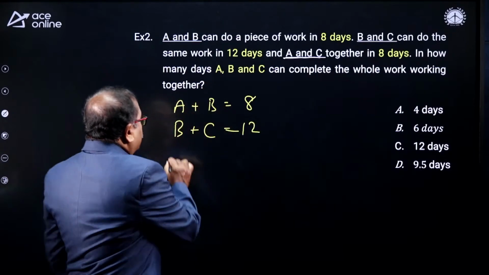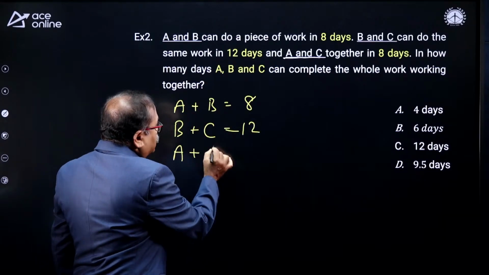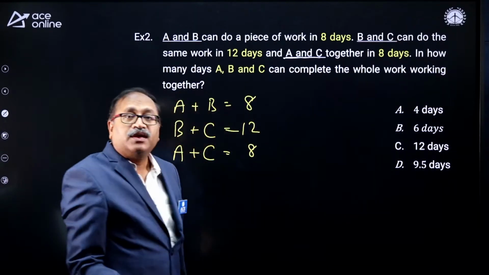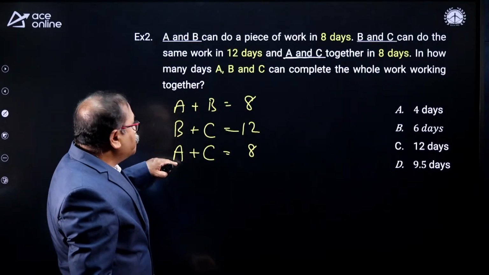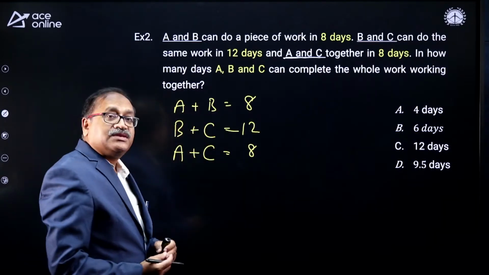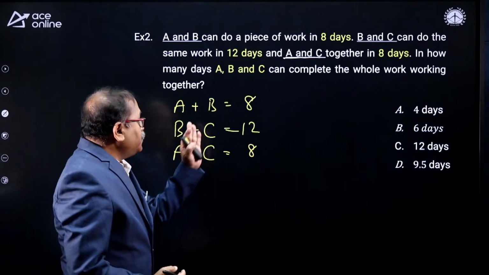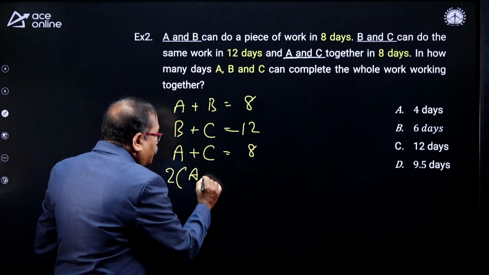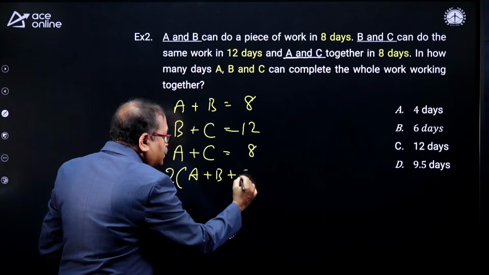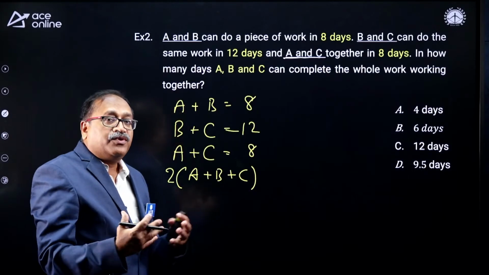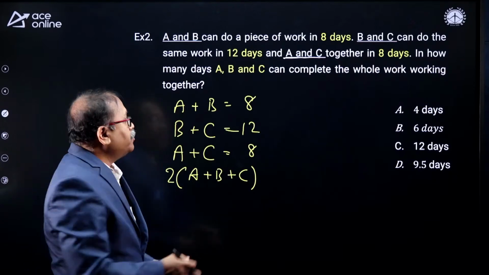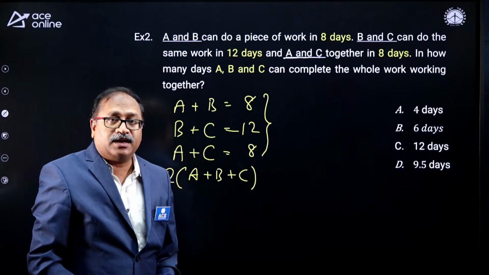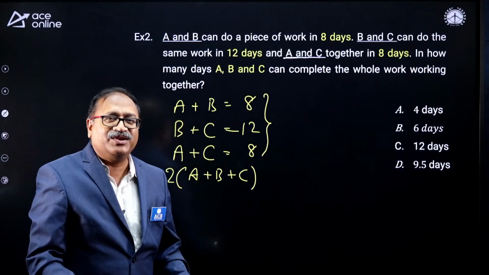And A and C. So let's take this as A and C. They together complete the work in how many days? 8 days. So did you notice that A repeated 2 times, B repeated 2 times, C repeated 2 times. So if I add up the left hand side, then I'll be getting 2 times of A plus B plus C. Okay, what is the total volume of work? The total volume of work is the LCM of 8, 12 and 8. And you know that the LCM is 24. I don't need to calculate this one.